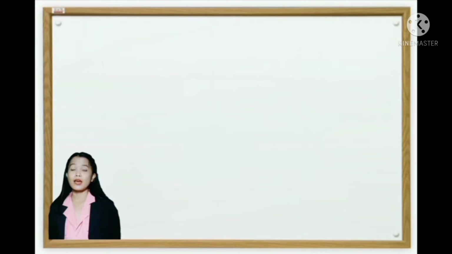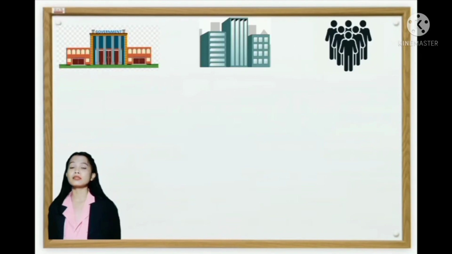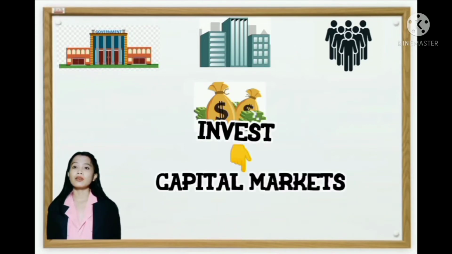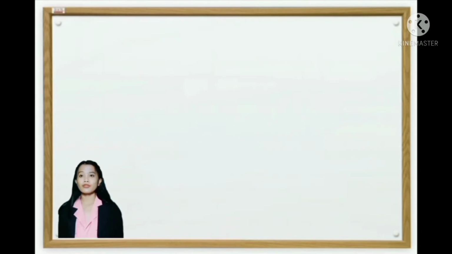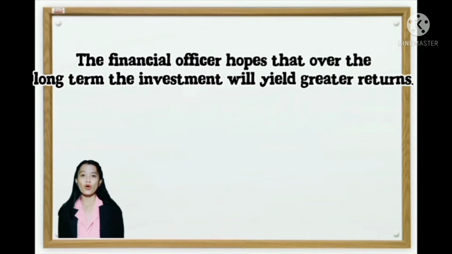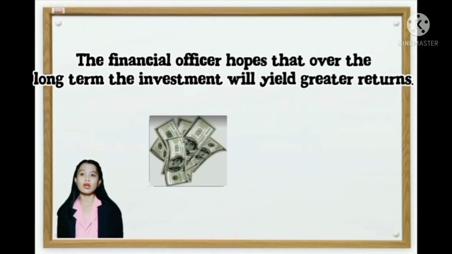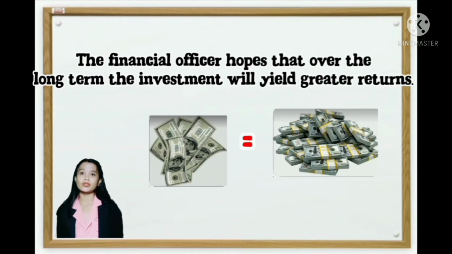In essence, governments, businesses, and people that save some portion of their income invest their money in capital markets such as stocks and bonds with the hope of receiving future benefits. Basically, a higher rate of return means a higher risk. The financial officer hopes that over the long term the investment will yield greater returns than cash holdings or interest on a savings account.